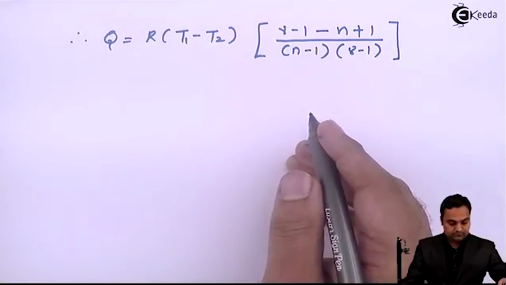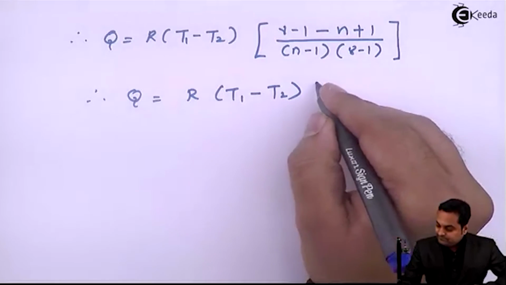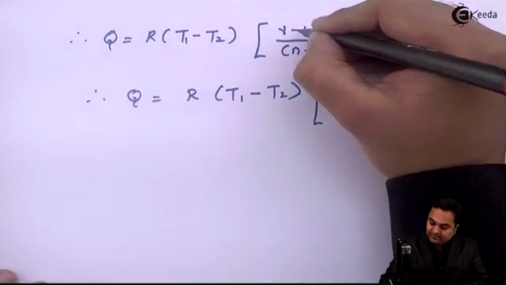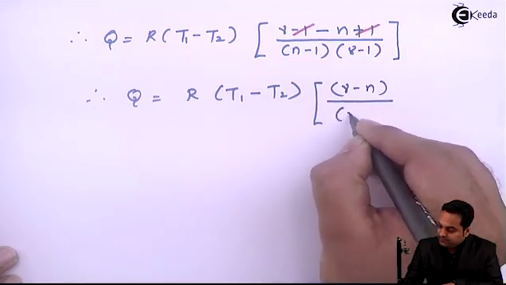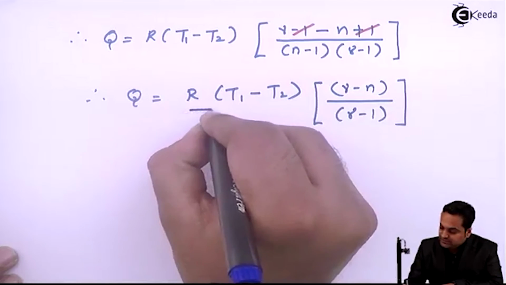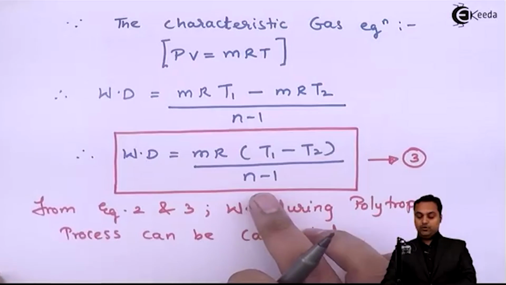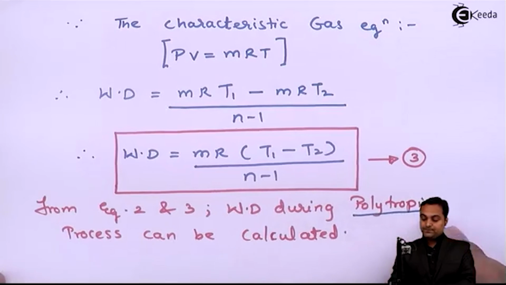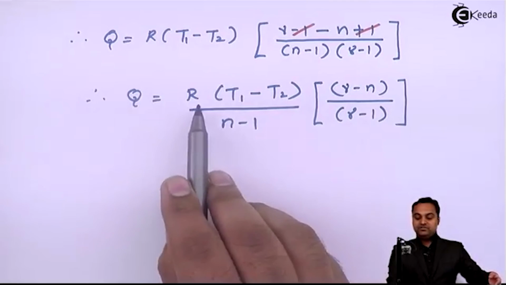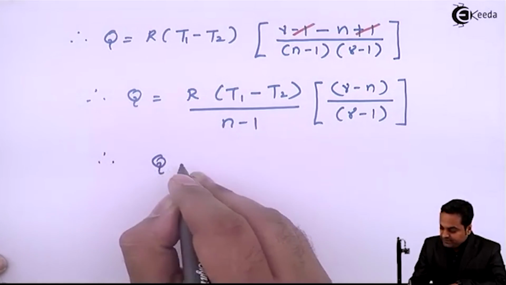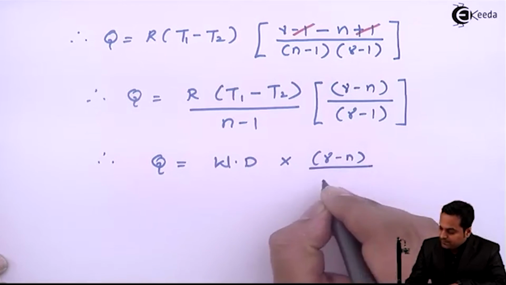So here, therefore Q will be equal to R into (T1 minus T2), inside this bracket minus 1 and plus 1 will get cancelled out. So here we have gamma minus n. Next I'll keep gamma minus 1 inside here and n minus 1 I'll shift it here. Now somewhere we had written that mR(T1 minus T2)/(n minus 1) is called the work done during the polytropic process. If I put mass equal to 1 kg, this will be R into (T1 minus T2) upon (n minus 1), which is the same term which I am getting here. So therefore heat transfer will be equal to, I'll write it in this way, work done into (gamma minus n) upon (gamma minus 1).